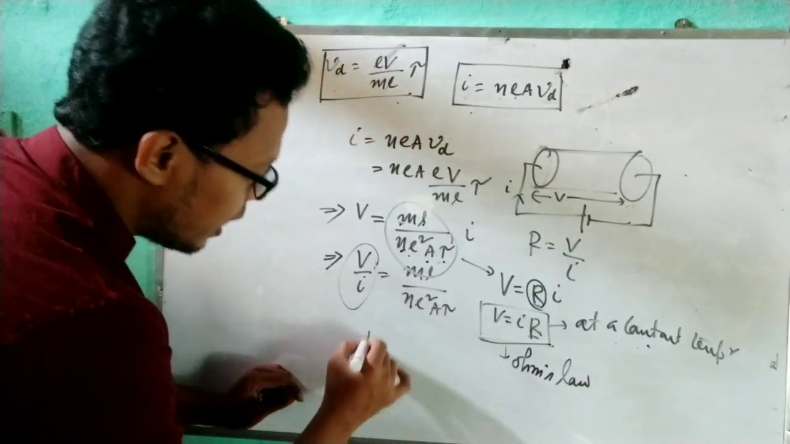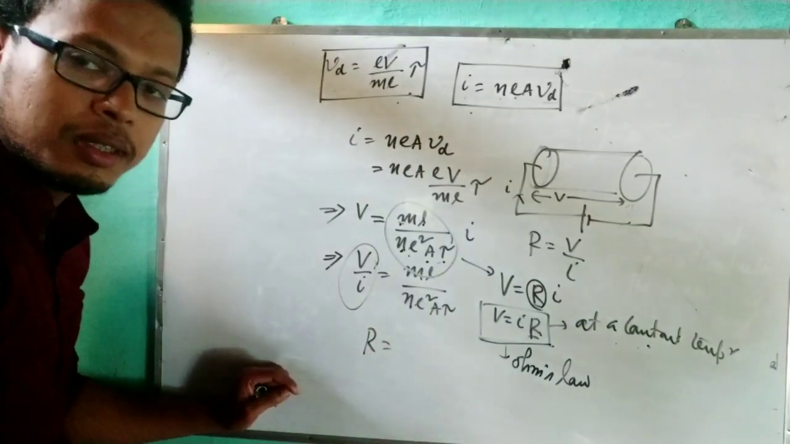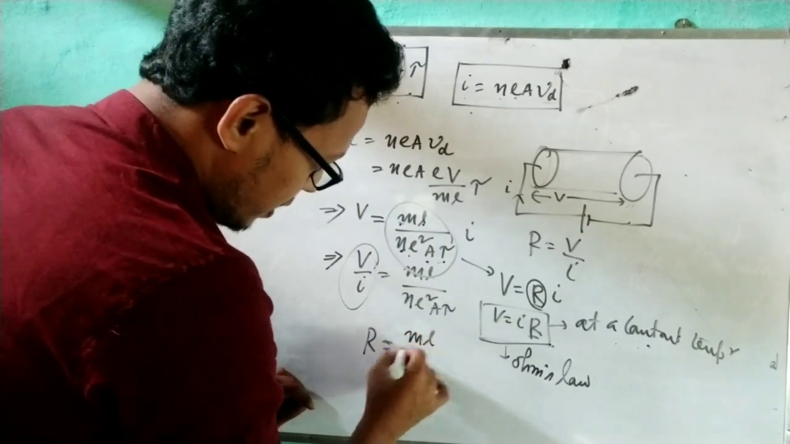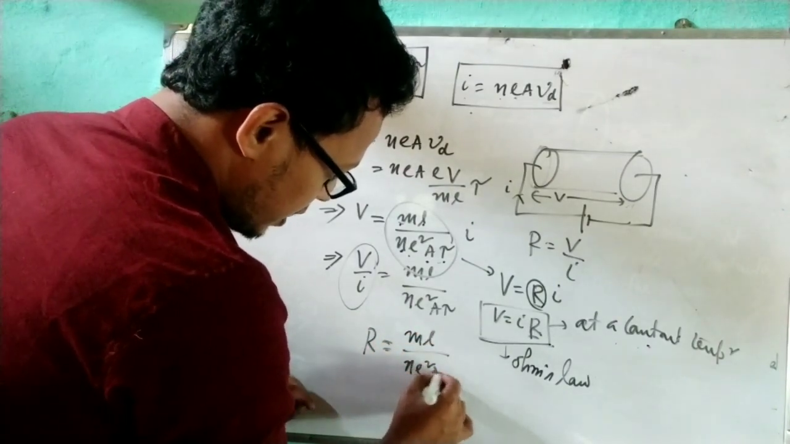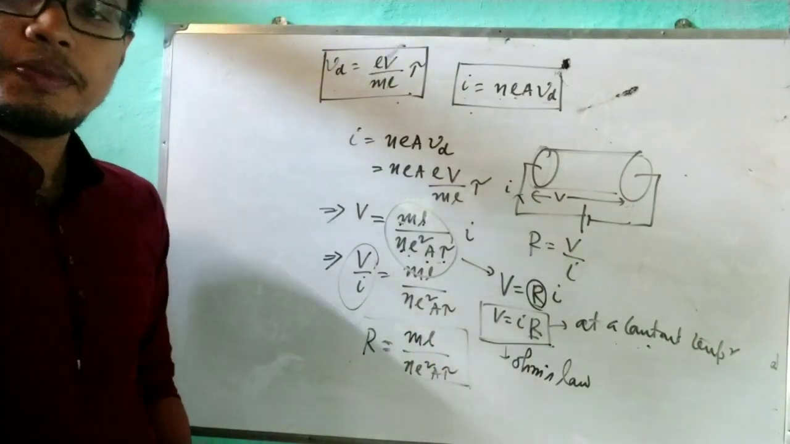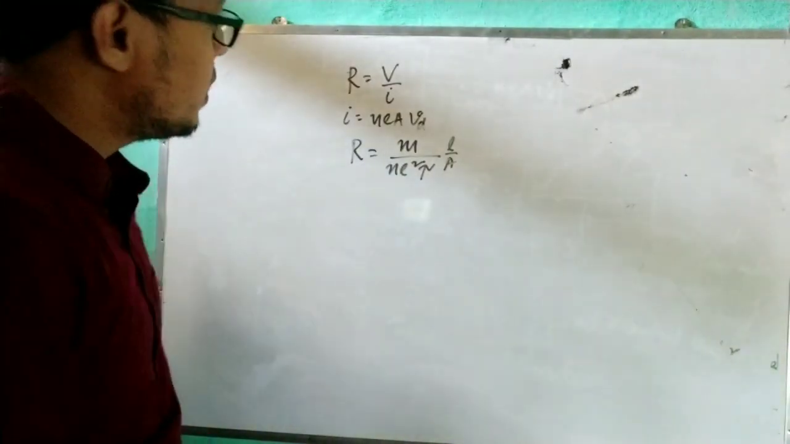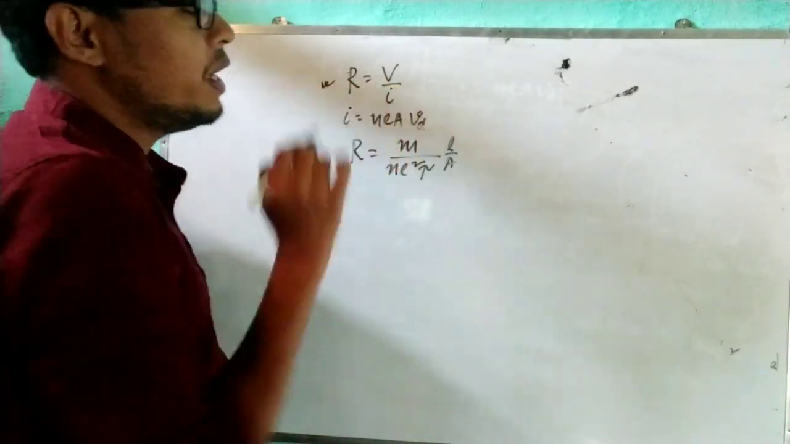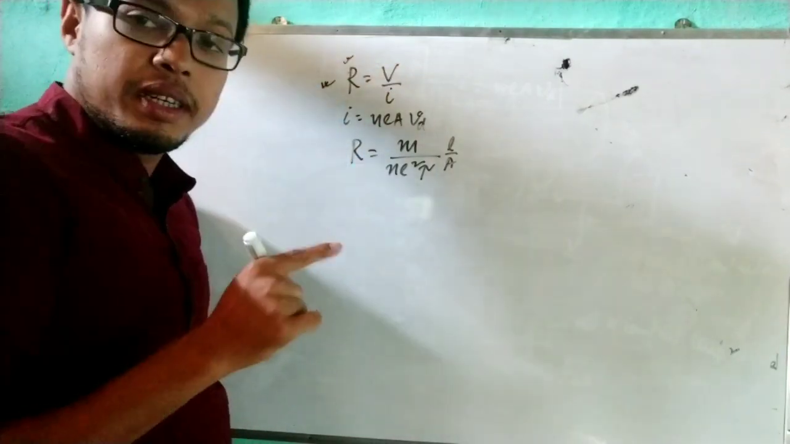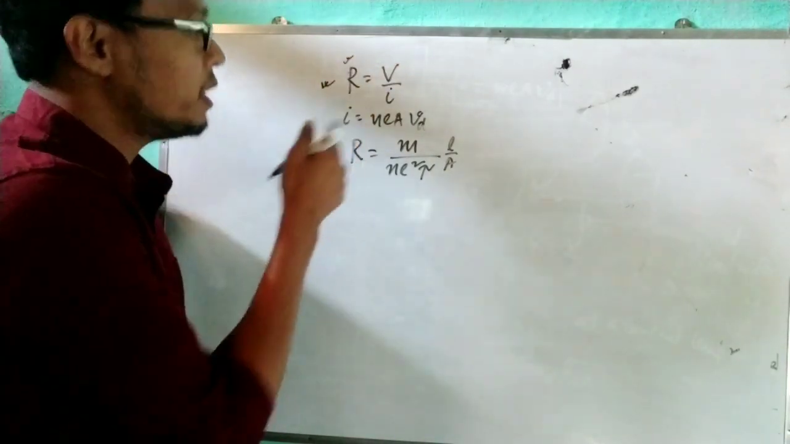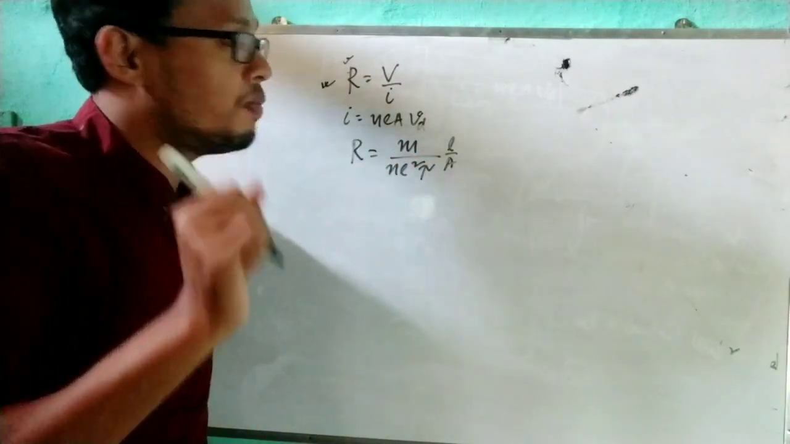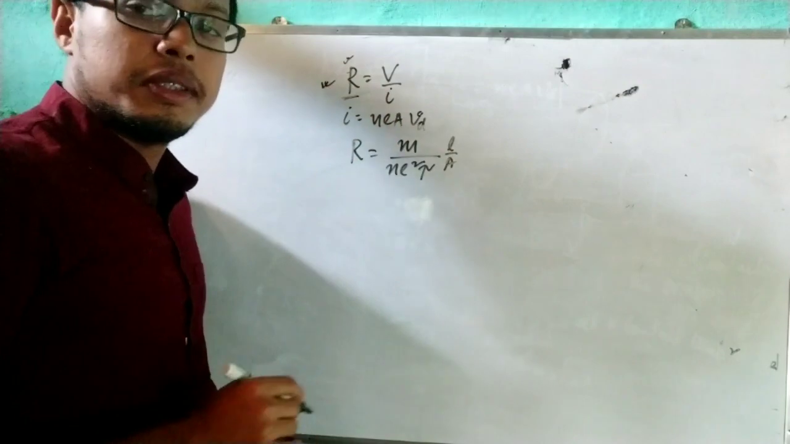And where R, the new relation, is R equals mL divided by n e square A tau. Okay. Now what we read, that R equals V upon I, V by I. This R is the property of the material. This R is the property of the material by which it obstructs the flow of current. It opposes the flow of current. That's why it is called the resistance.